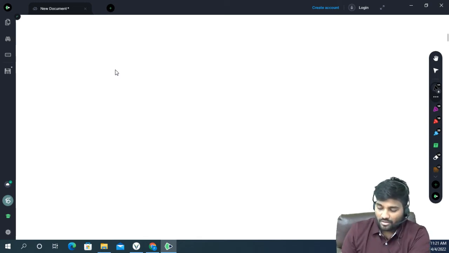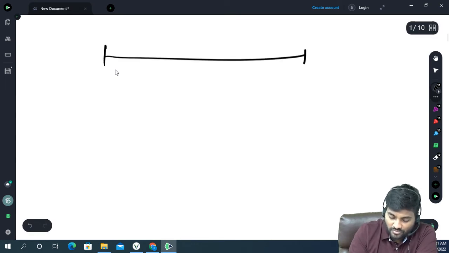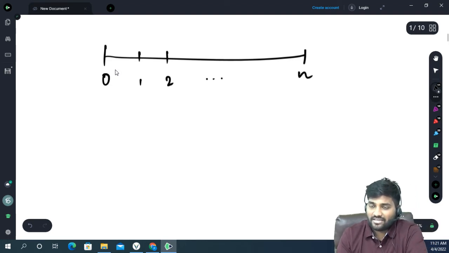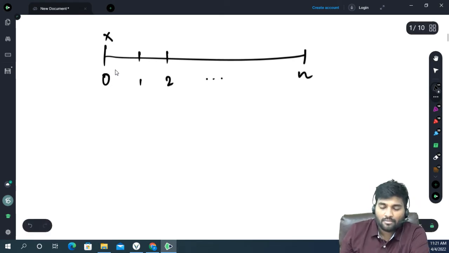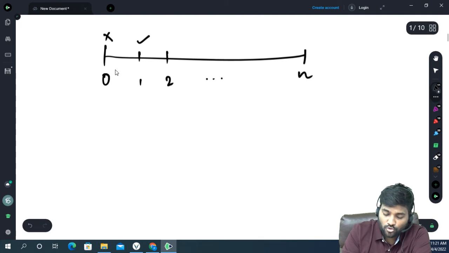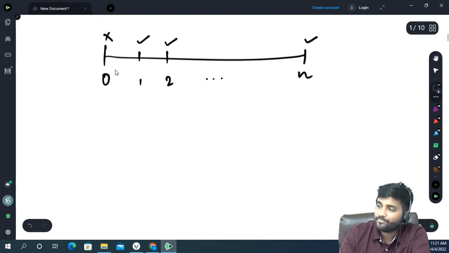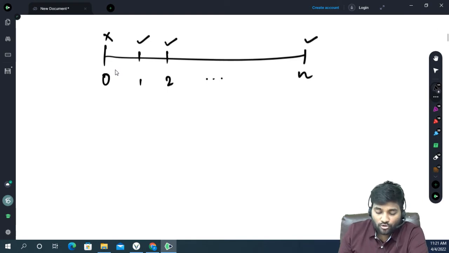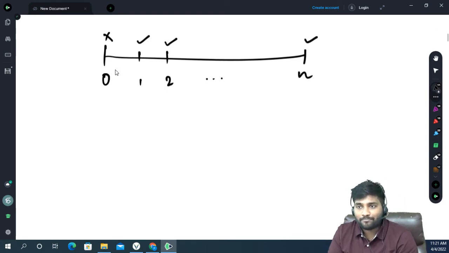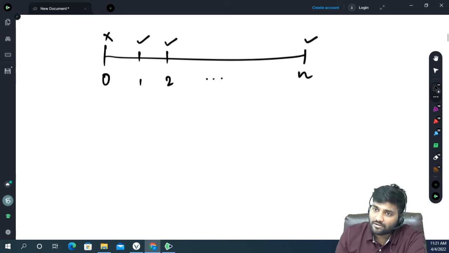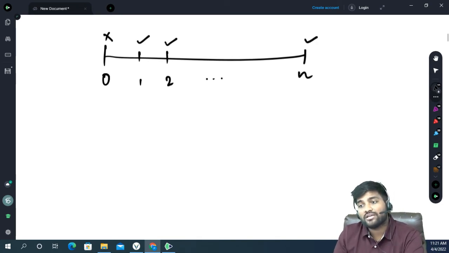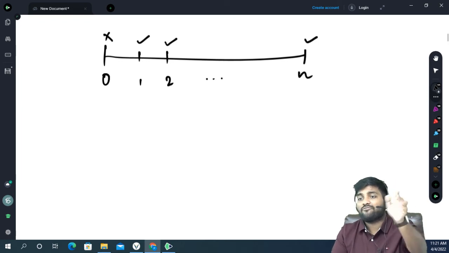So, we'll draw a timeline. 0, 1, 2, and don't copy anything. Now, the first thing. Will there be a payment at time 0? No. Payment at time 1? Yes. 2? Yes. The last payment will be at time n. So, all these payments are of rupee 1. We need to calculate the present value. This means the first payment will be discounted for 1 year. The second payment will be discounted for 2 years. The third payment for 3 years and the last payment for n years.